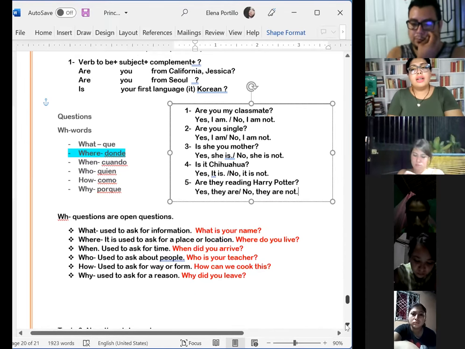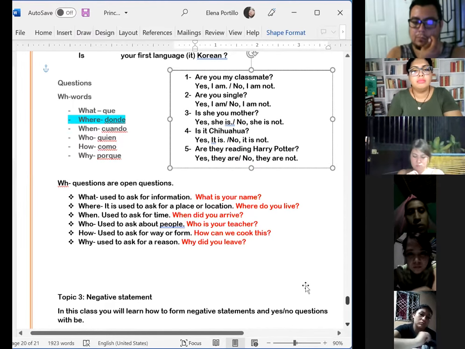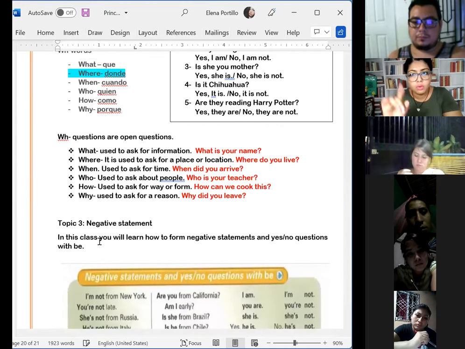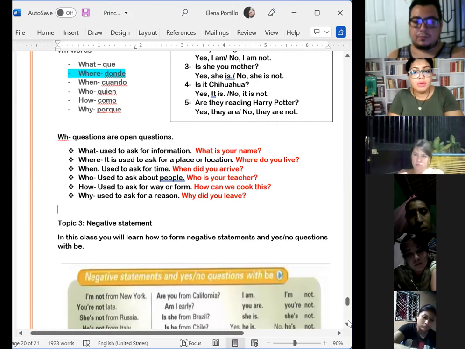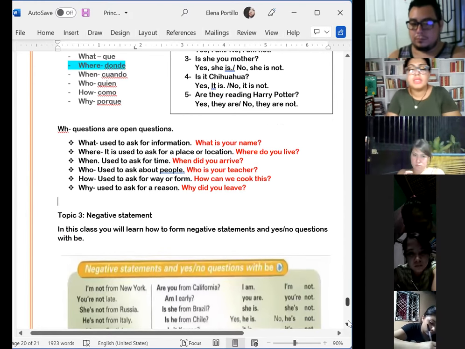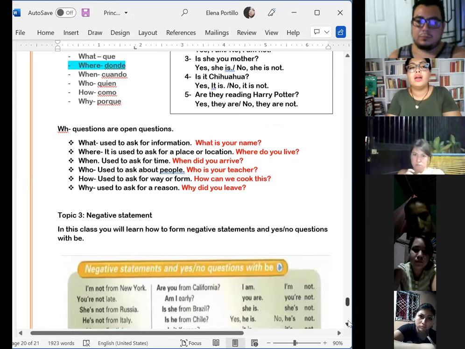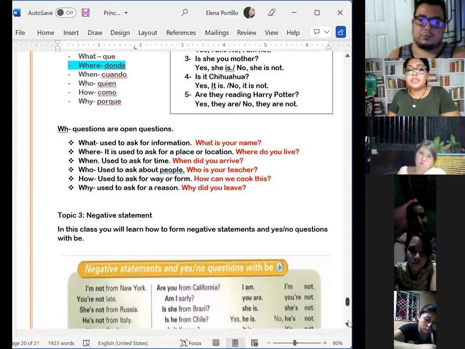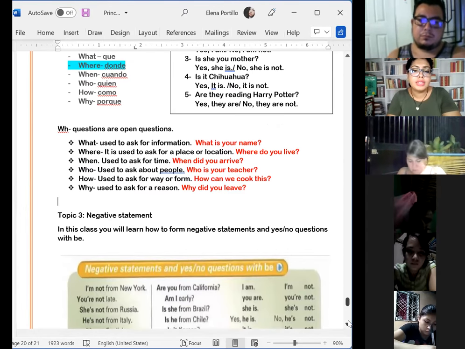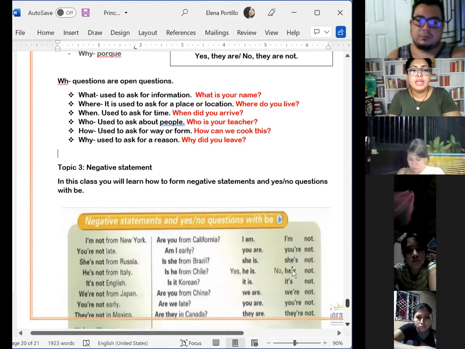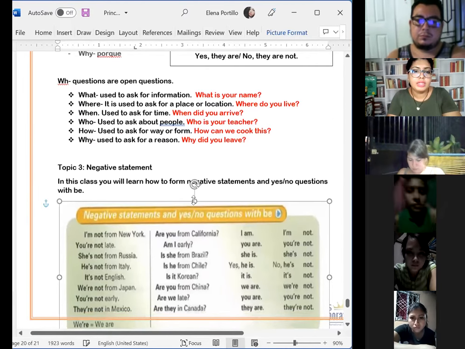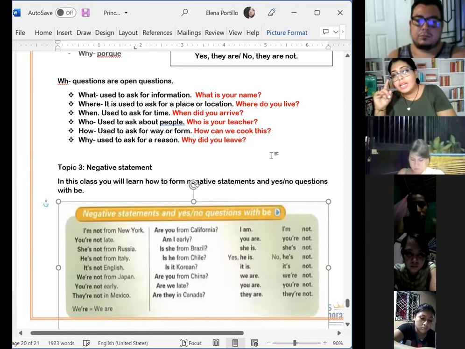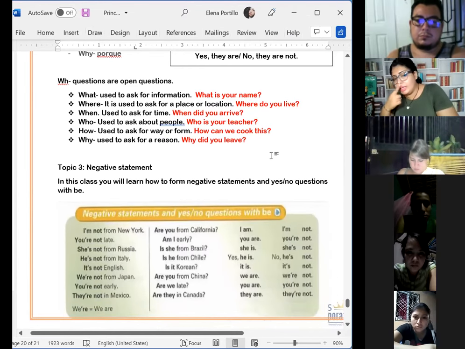Es como la continuación del tema que estuvimos viendo de las preguntas con el verbo to be. Vimos las affirmative sentences, and we also studied the creation of questions. Estuvimos viendo las frases positivas que llevaban el verbo to be, y las preguntas, así como las que tenemos en la parte de arriba.